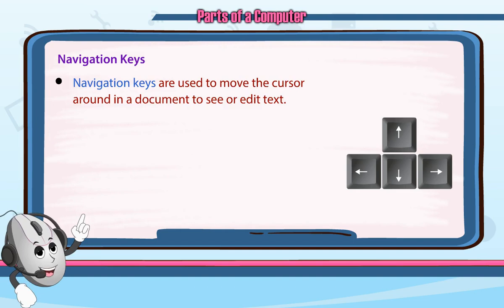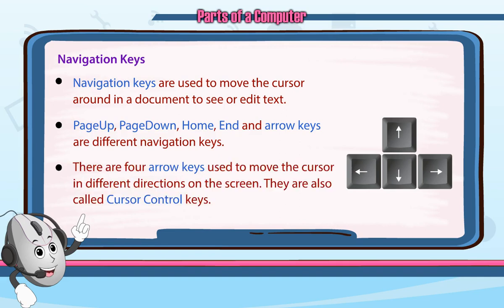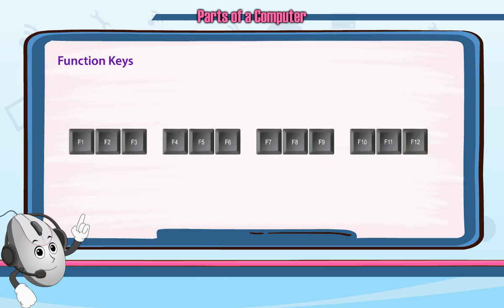Navigation keys. Navigation keys are used to move the cursor around in a document to see or edit text. Page up, page down, home, end, and arrow keys are different navigation keys. There are 4 arrow keys used to move the cursor in different directions on the screen. They are also called cursor control keys.